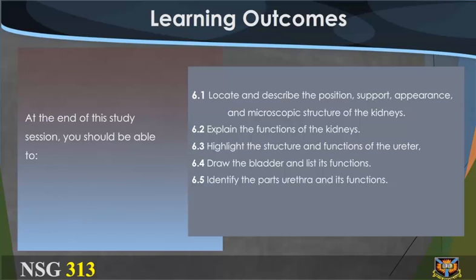Learning outcomes. At the end of this study section, you should be able to: 1. Locate and describe the position, support, appearance, and microscopic structure of the kidneys. 2. Explain the functions of the kidneys. 3. Highlight the structure and functions of the ureter. 4. Draw the bladder and list its functions. 5. Identify the parts of the urethra and its functions.